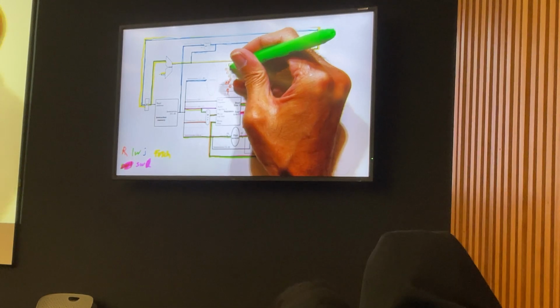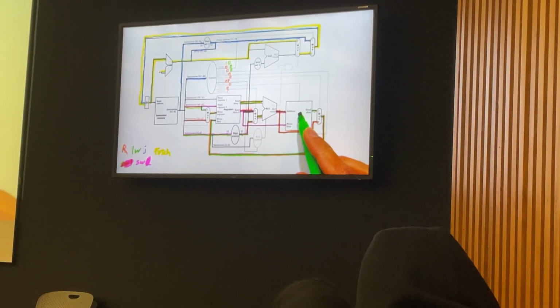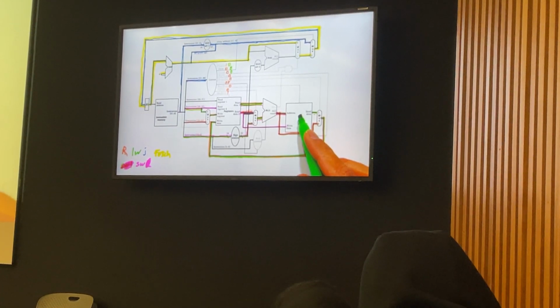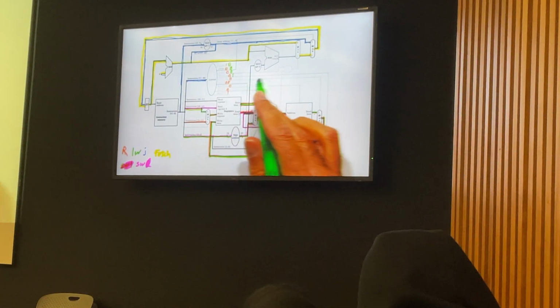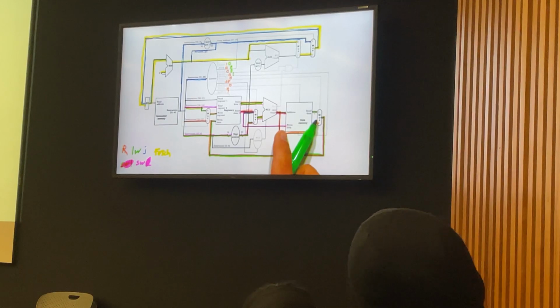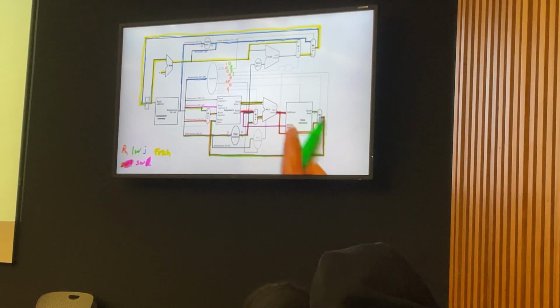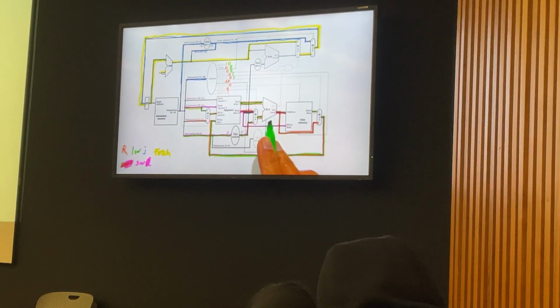Mem read, are we doing a read for the load word? Yeah, that's exactly what we're doing, so that's a 1. Mem to reg, that is this mux. This mux is 0 or 1 for the load word. Yeah, 1, green. ALU op: what are we doing in the ALU for a load word?